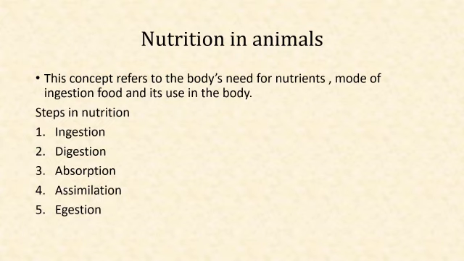Nutrition in animals involves various steps from ingestion to egestion. Ingestion involves food being taken into the body. Second, digestion, conversion of food into simple soluble forms. Absorption, transfer of soluble food to the blood. Assimilation means utilization of absorbed food by cells and tissues for energy production, growth and repair. Egestion, removal of waste products and undigested food from body.